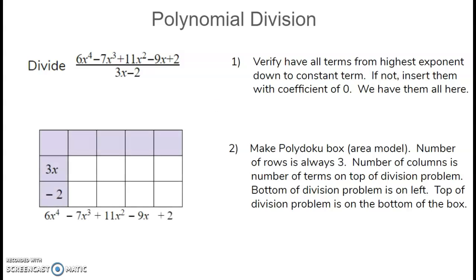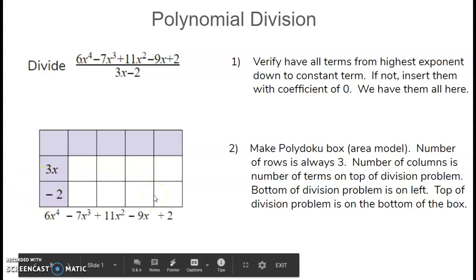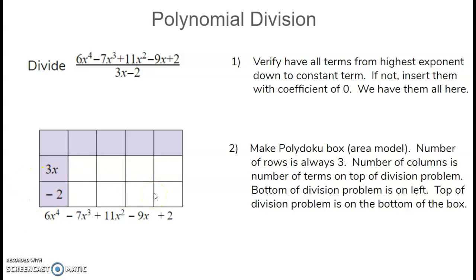The next thing we're going to do is make a Polydoku box or an area model. The number of rows will always be 3. So there's 1, 2, 3 rows. The number of columns will come from the number of terms in the top. So I have 1, 2, 3, 4, 5 terms in the top of my division problem. So I will have 5 columns.